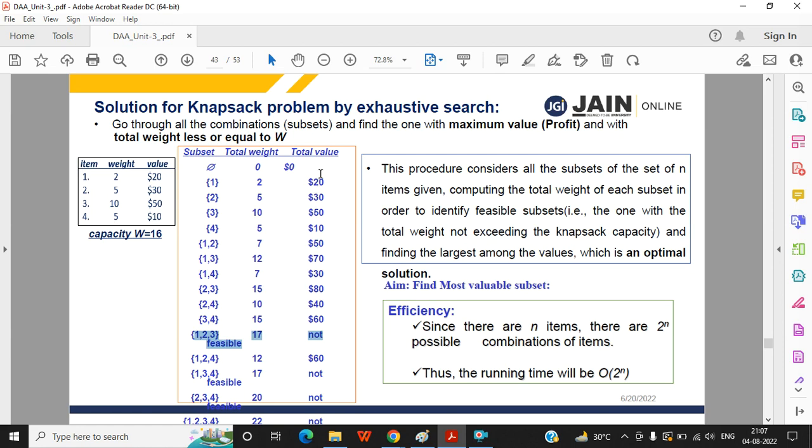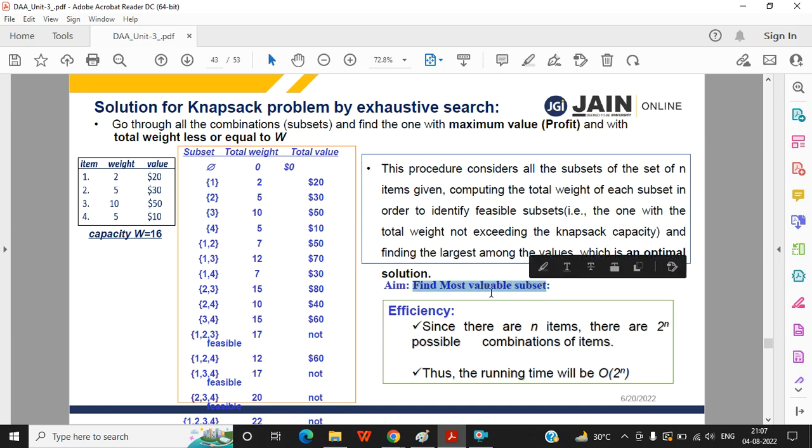So when you get all the values from all combinations, then find the maximum value out of them. That is the case of the knapsack problem. This procedure considers the subsets, and this is the way of finding an optimal solution.